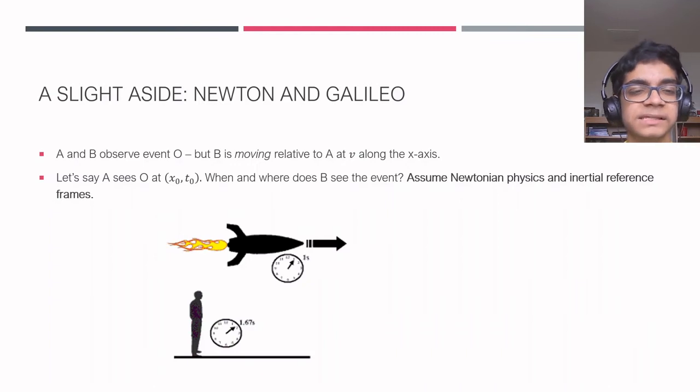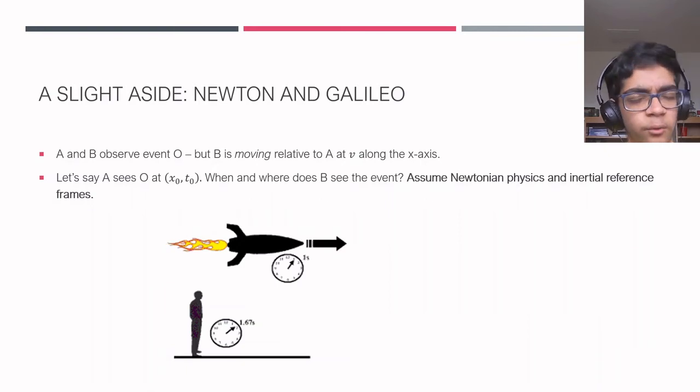So let's say that observer A on the ground sees event O occur at some x position and some time. So our question is, when does B see this event? And again, we are only considering this in Newtonian mechanics.